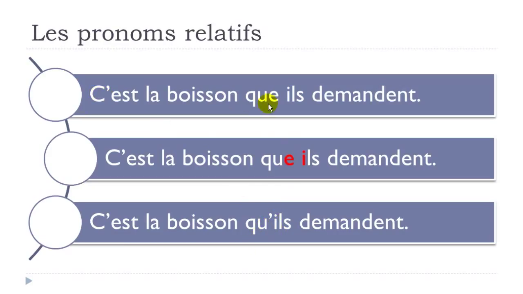So, c'est la boisson que il demande. Normally, if we respect the rule, we should put this que pronoun, okay? But then, as I showed, they don't really get along as usual, and so the e should disappear. So you get the final structure: c'est la boisson qu'il demande.